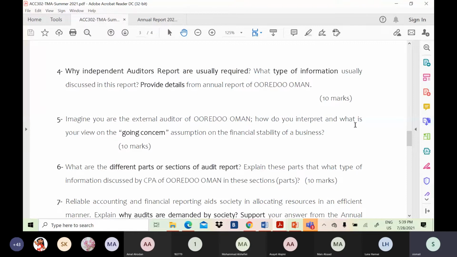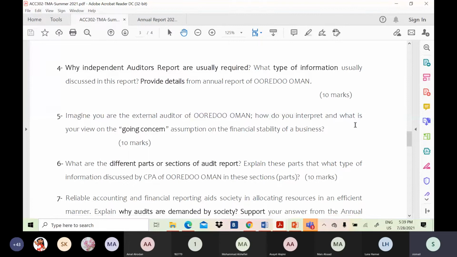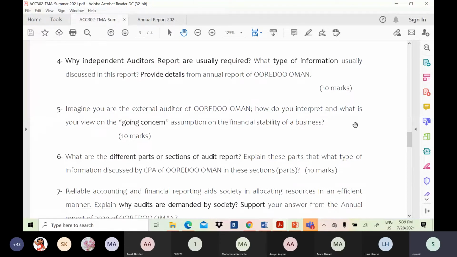Now let's go to question number 6, which is very similar to question number 4. The difference is the details. السؤال السادس شبيه جدا جدا جدا بالسؤال الرابع، الفرق هنا هو حجم التفصيل في الإجابة. He said what? He said, what are the different parts or sections of auditor reports? Explain these parts. Can you see here? Explain it. That what type of information discussed by the CBA of أريد in these sections.